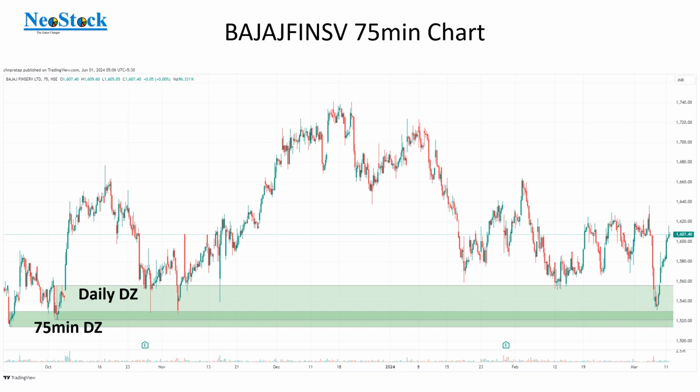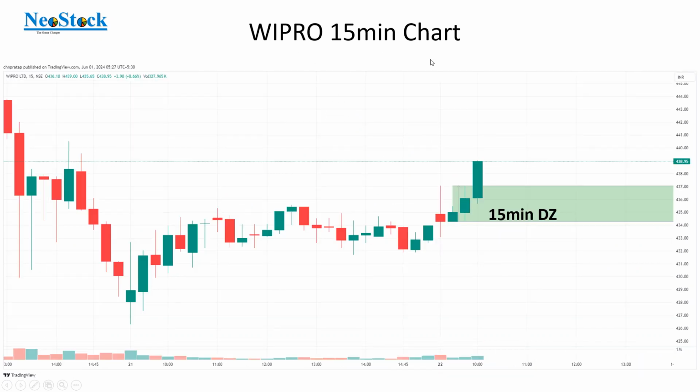The next example, but this time I will change the time intervals. We will take a 15-minute zone and a 75-minute zone. So the next one is Wipro. The lower time frame zone for Wipro is a 15-minute demand zone. It's already created. We have a legging candle as a failed ERC. A failed ERC you can use as a legging, then base candles and a rally candle, and you have drawn a zone.